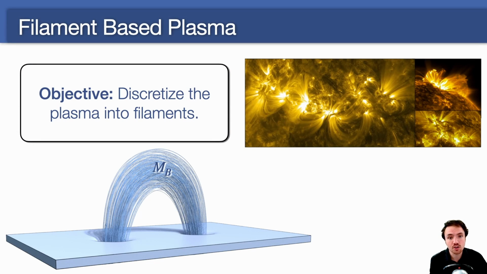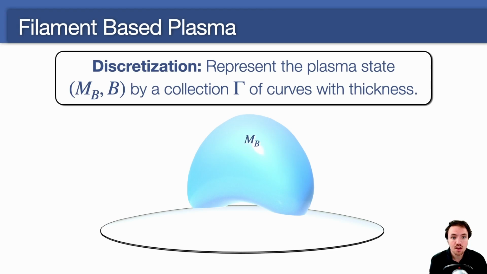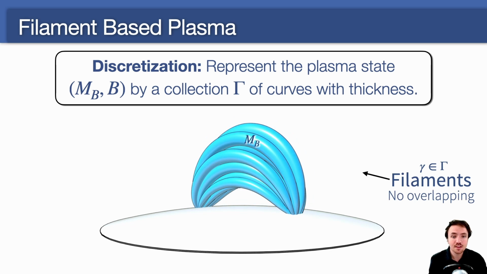The discretization of the problem through filaments is analogous to discretizing fluids through particles, or vortex dynamics by filaments or rings, or muscles and hair by strands. We choose to represent the plasma state MB by a collection gamma of curves with thickness. Each one of these curves will be known as a filament, and these filaments do not overlap each other.